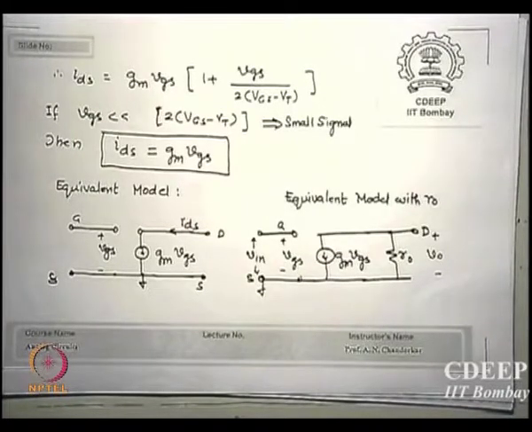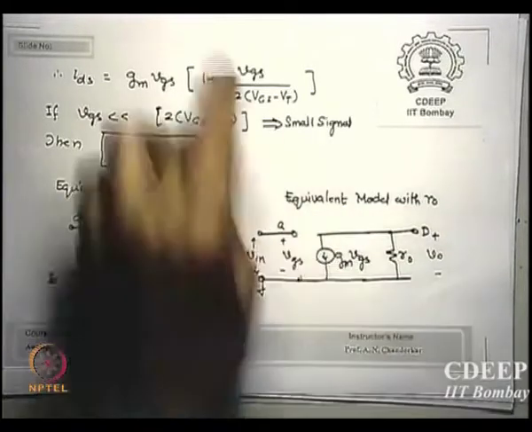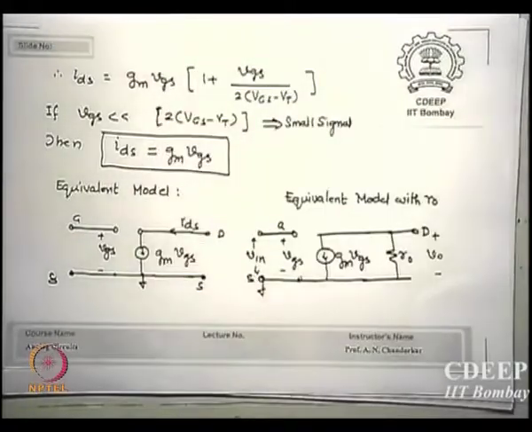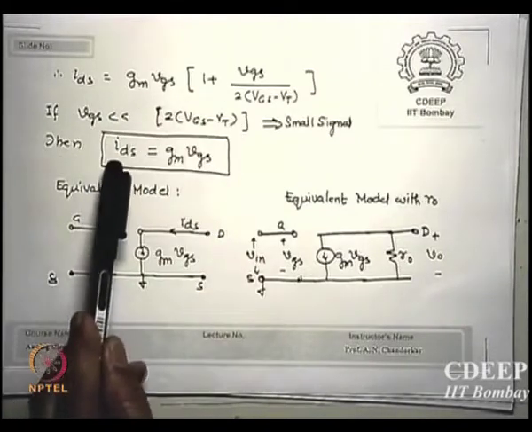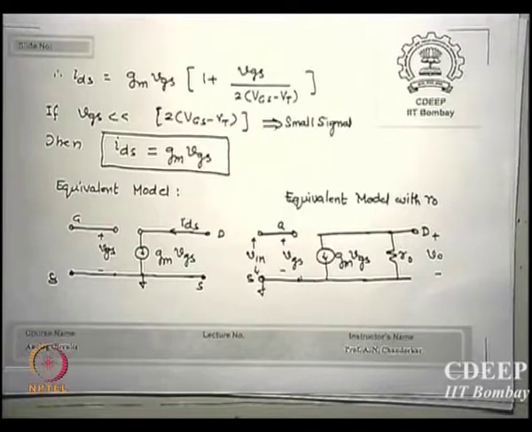then what is the condition? I want 2 (VGS minus VT) to be much larger than vgs. The numerator should be smaller than the denominator by an order. If I force this condition, then I get ids equal to gm times vgs. That is the small signal equivalent model I want. If I have a small signal input voltage vgs, the output AC current should be gm times that vgs, as straight as that. Is that clear?